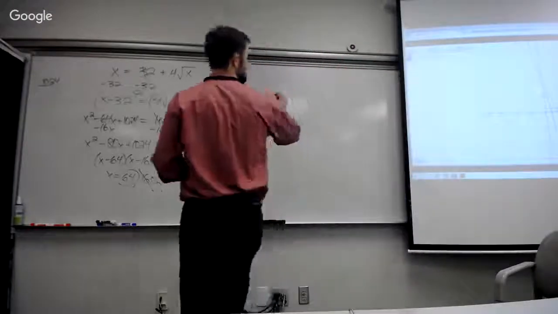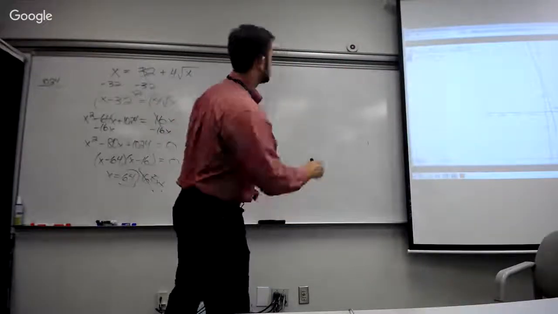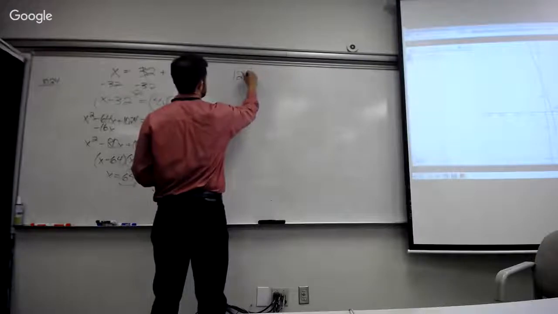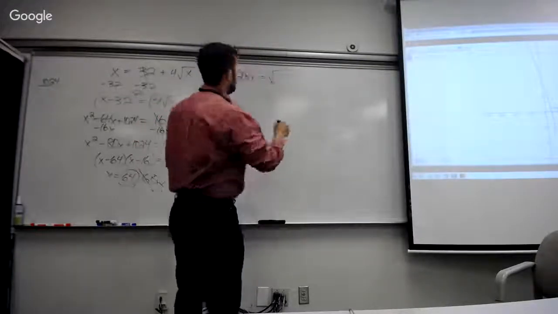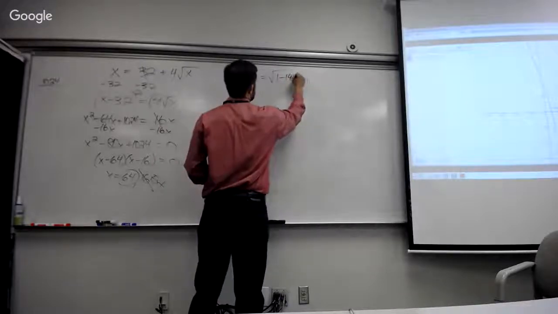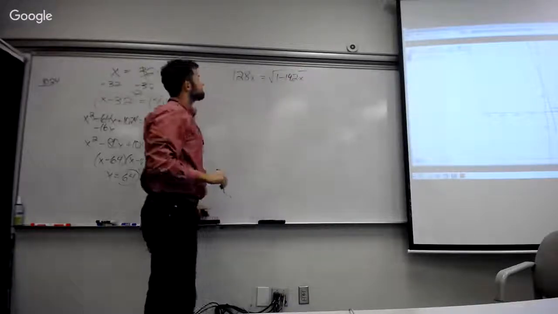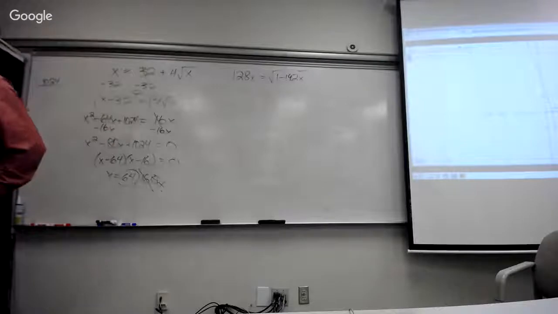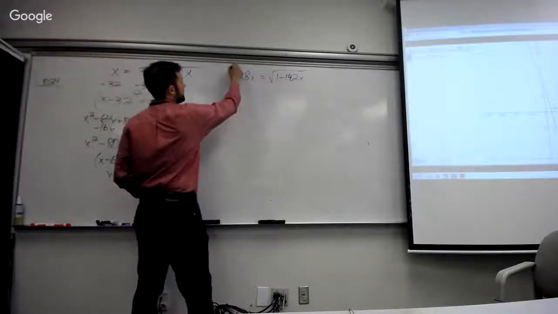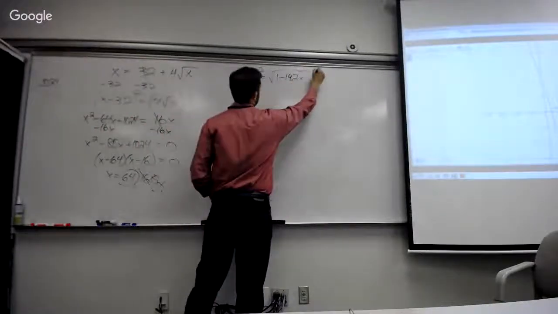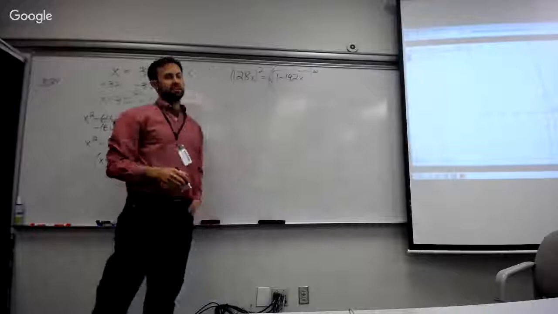We start with 128x equals the square root of 1 minus 192x. So how do we solve the problem? Yeah, you can wrap it in parentheses if you like. I will over here, and then over here we square it. Yeah, okay, good idea. I like parentheses.